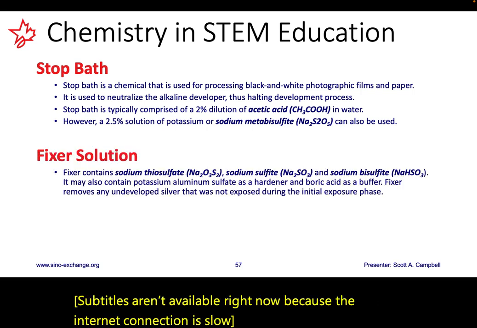Next is the fixer solution, which removes any unexposed silver. The fixer solution contains sodium thiosulfate, sodium sulfite, and sodium bisulfite. And finally, the wash. Now, there's nothing special about this as it's just running water, but some photographers do like to use a dilute soap solution known as Photo-Flo to reduce the required wash times and conserve water.